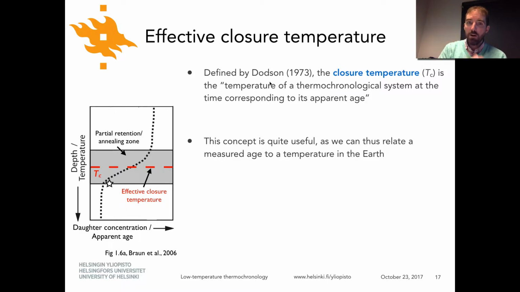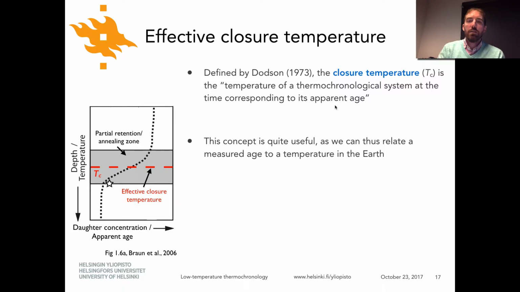It's probably the most famous thermochronology paper I know of, because it was such a simple concept that this meant you could easily calculate these kinds of closure temperatures for different rock samples. The formal definition here is that it's the temperature of a thermochronometer system, or thermochronological system, at the time corresponding to its apparent age. Now, as a native English speaker, I've read that sentence many, many times, and it took me a long time to make sense of what it means.